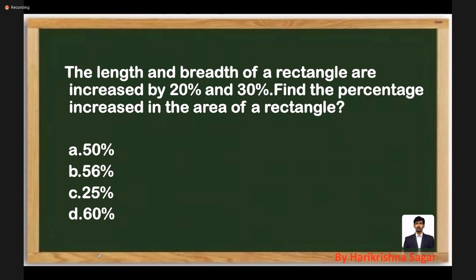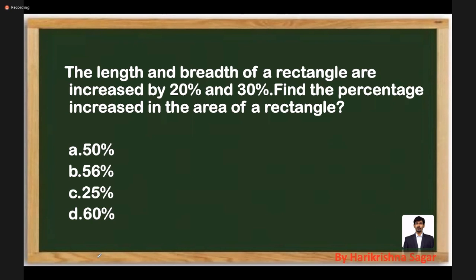Then how can we solve this type of question? You can just try to understand. So basically, what is the area of a rectangle, my dear students? Area of a rectangle will be given as length into breadth.